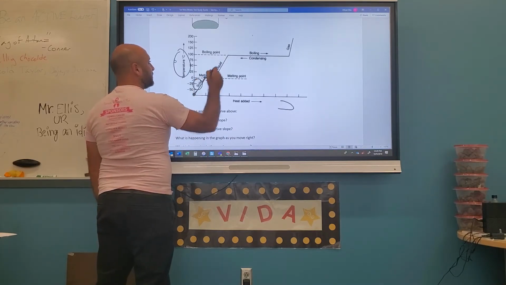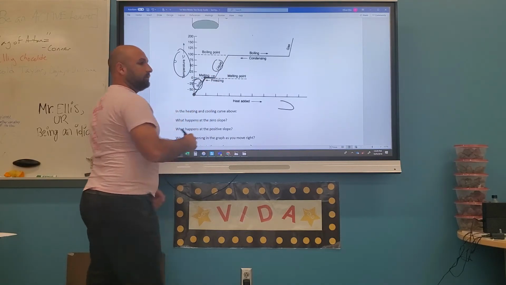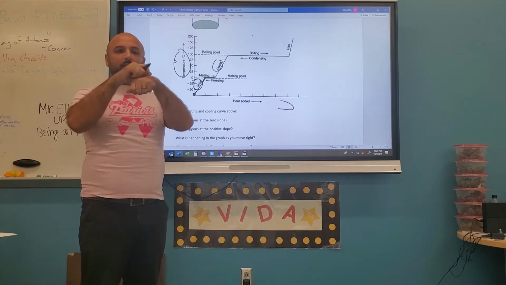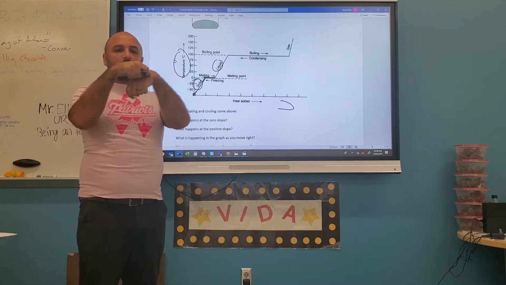At this point, your solid has turned into a liquid. Once it's a liquid and they're moving around, then you need to increase the heat more. Increasing the heat more increases the temperature. They go faster.